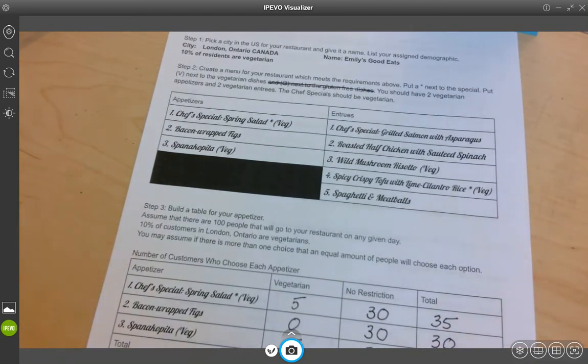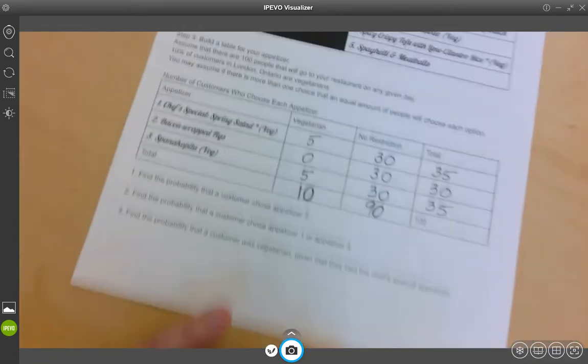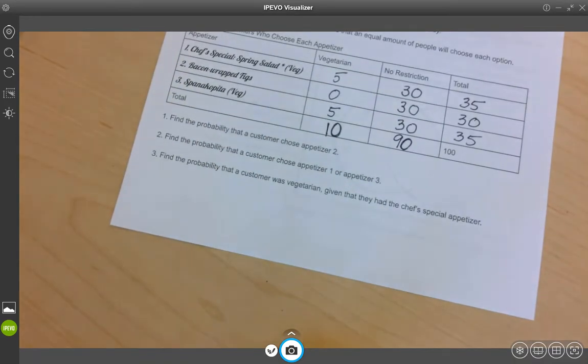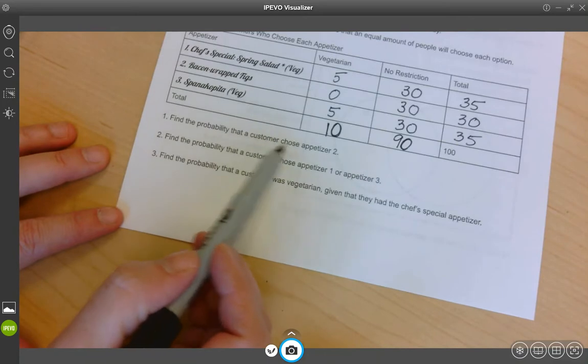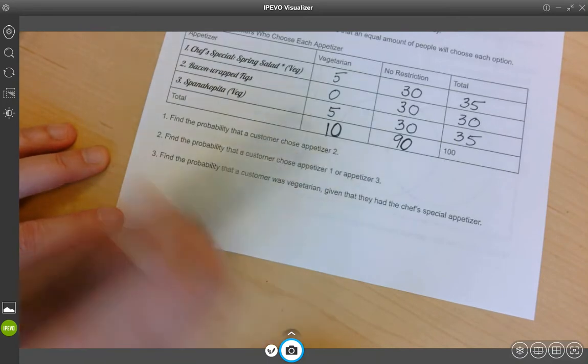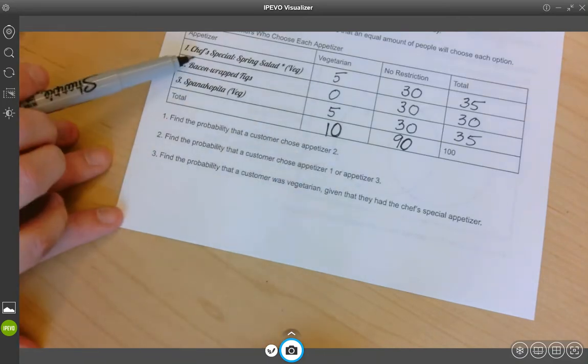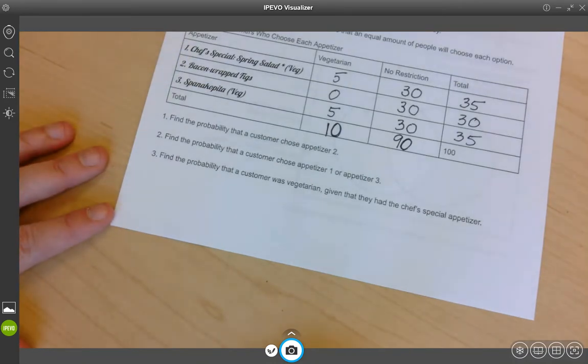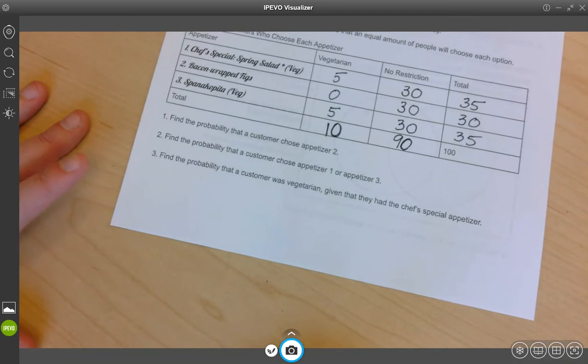So now we're going to use this table to do some probabilities. We have to find the probability that a customer chose appetizer 2, and appetizer 2 is the bacon wrapped figs. Okay? So think about how many chose the appetizer 2 and divide it by all of the customers. And you can give me that as a simplified fraction or as a decimal.